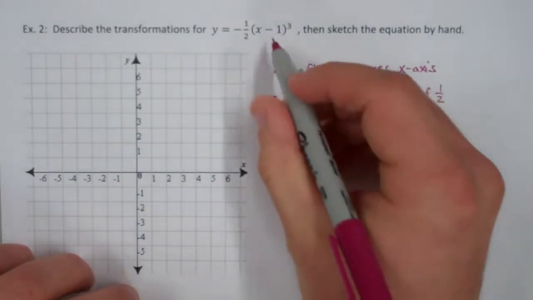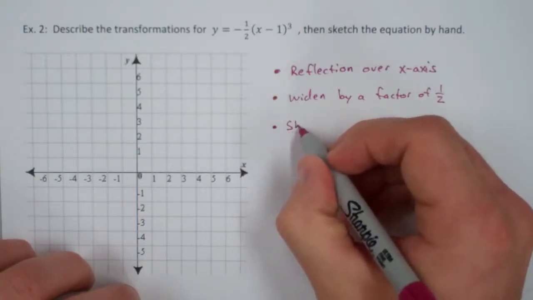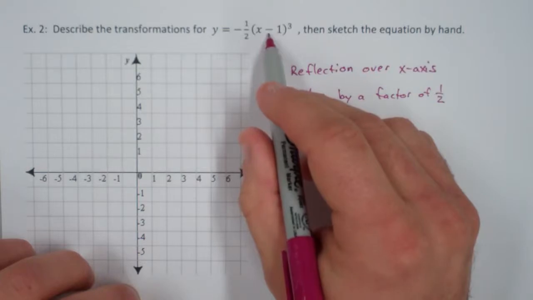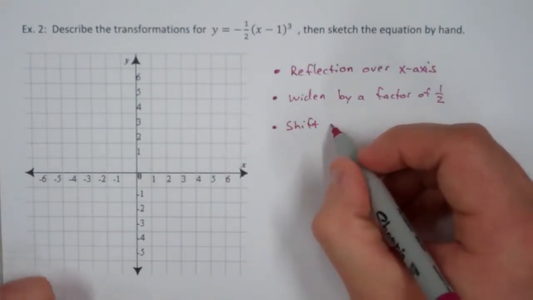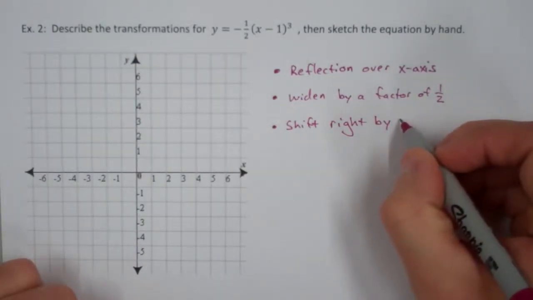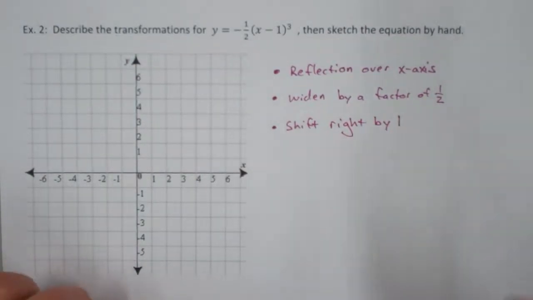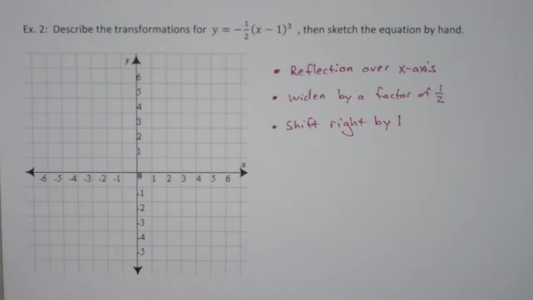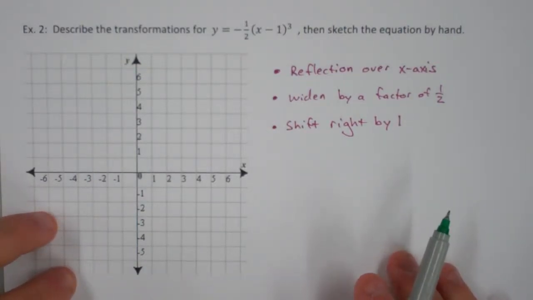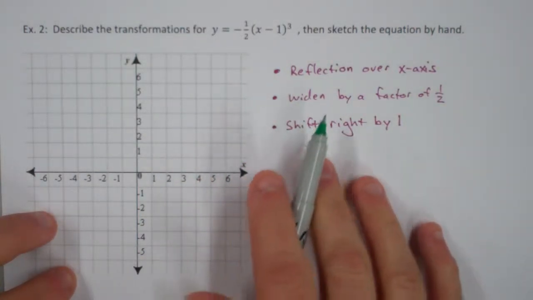We also can see that there is a shift. The -1 is inside by the x, and we need to do the opposite of that. So it's going to be shift right by 1. What I'm going to do for you is I'm going to graph the parent function. And then we're going to step through this and see if we can graph this function just using this information right here.